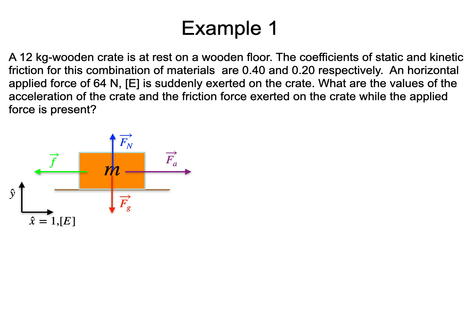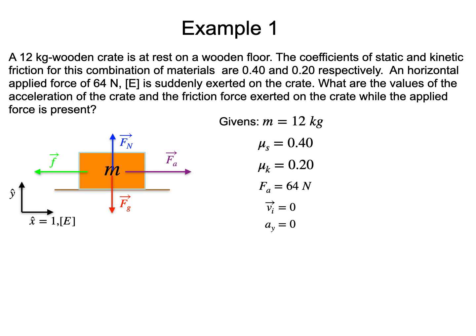The list of givens includes the mass of the crate, the coefficient of static friction, the coefficient of kinetic friction, and the magnitude of the applied force. To this, we can add the fact that the crate is at rest initially, and that the motion is strictly horizontal, if there is motion at all, so there is no acceleration in the vertical.